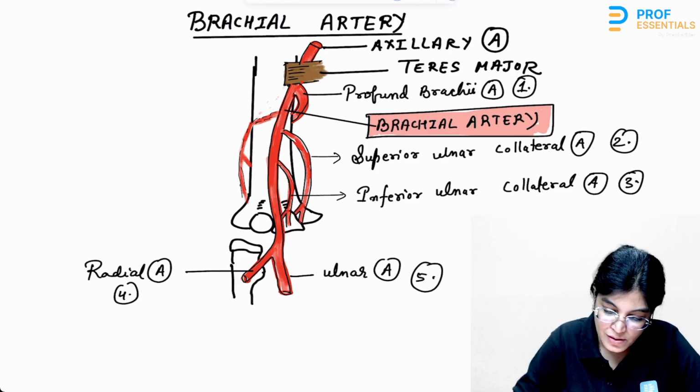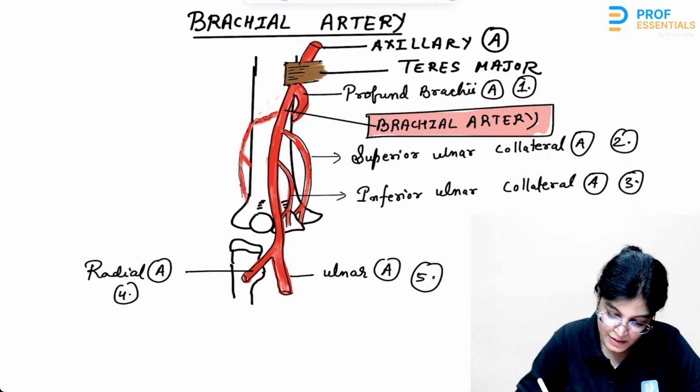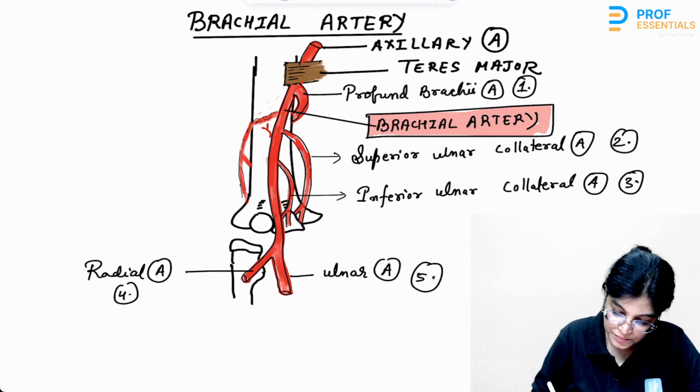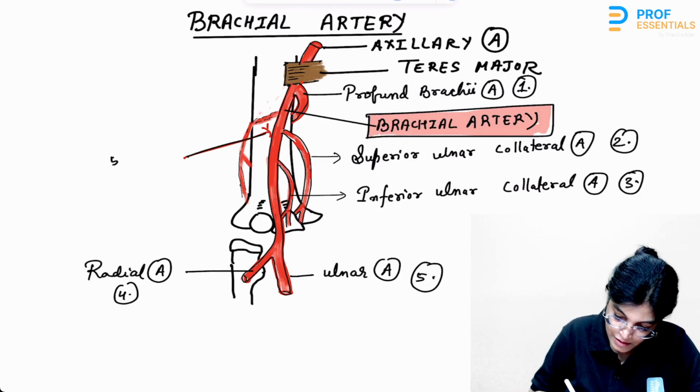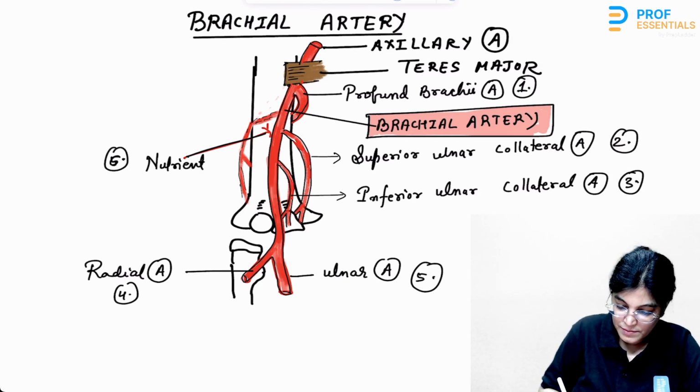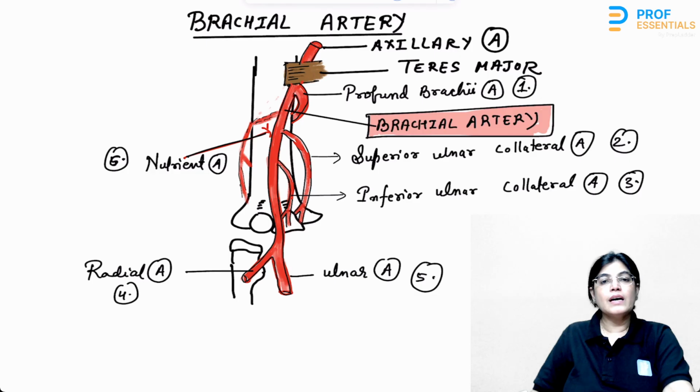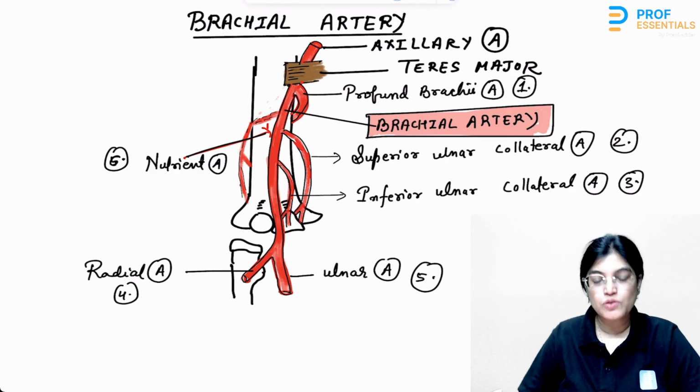And also a small branch you can show like this. This is the nutrient artery, and it gives muscular branches. These are the important branches of the brachial artery which are shown in this image.